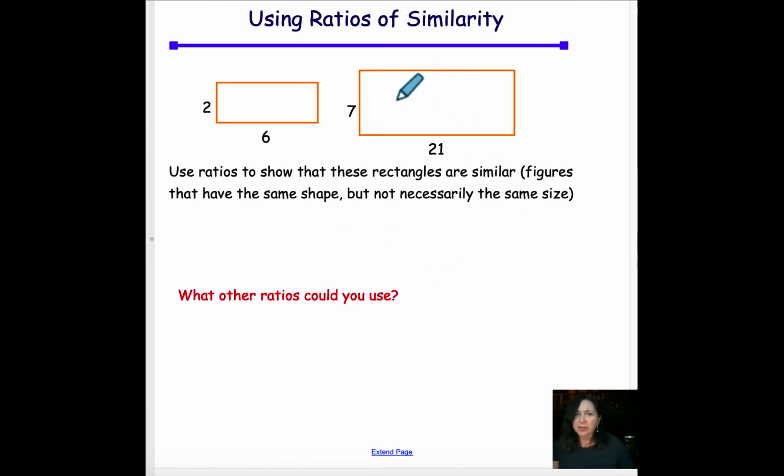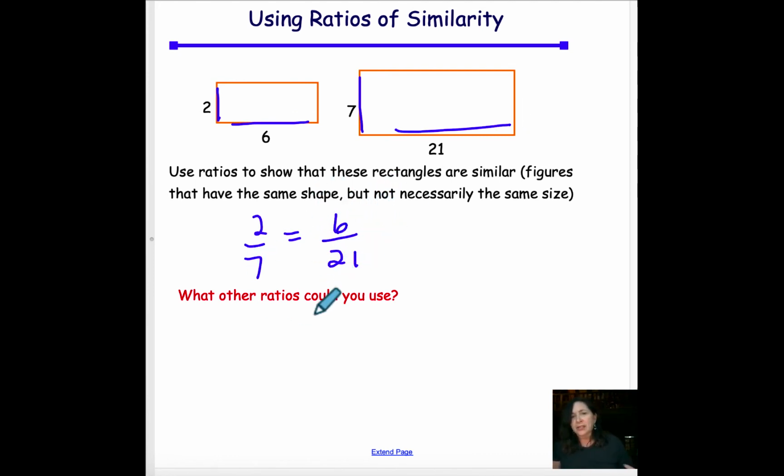Using the ratios of similarity, we want to also know whether or not these two shapes are similar. Now, they look like they have the same shape, but are they actually similar? So you would go like this. 2 is to 7. So these are my options. I can go left side is to left side. I could do that. 2 is to 7 as this base is to base. So I could go 6 is to 21.